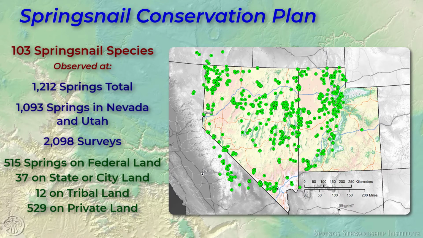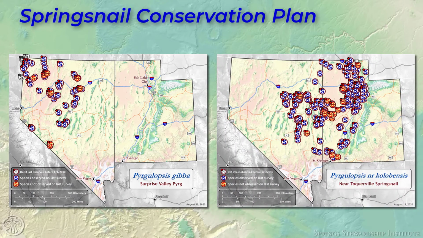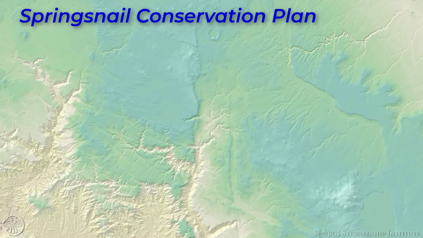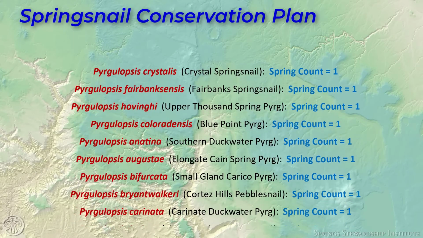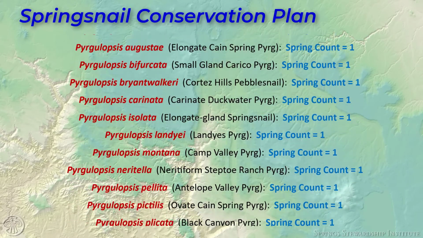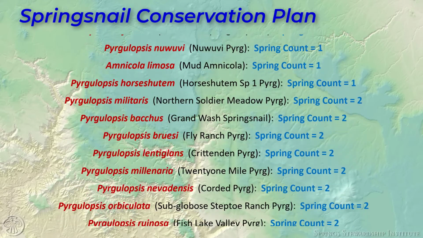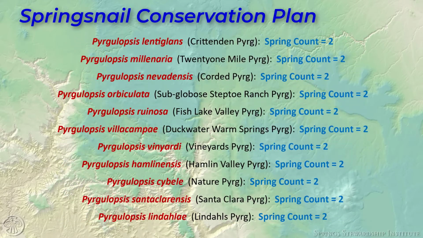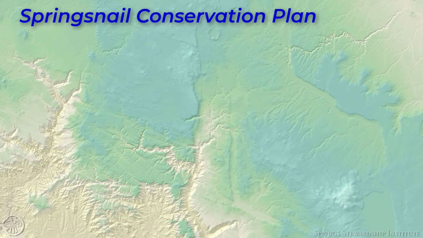A few spring snail species, such as Pergolopsis gibba and Pergolopsis colobensis, are widely distributed across the Southwest, while 35 spring snail species are restricted to only 1 or 2 spring locations and thus are highly vulnerable to habitat degradation or loss. 15 of these 35 species were last observed and recorded in a survey prior to 2001, suggesting either a lack of recent survey effort or possible extirpation of the species.